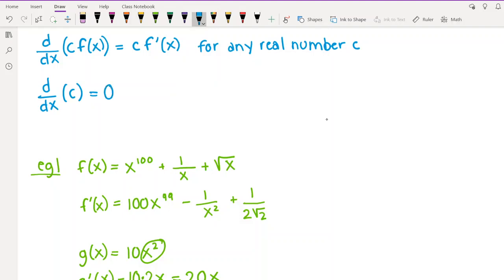And the reason for that is that if you think about what a constant looks like as a graph, it's a horizontal line. So the slope is 0. It has no rate of change. Other functions are changing, right? Constant functions are not changing. So it makes sense that their rate of change is 0.